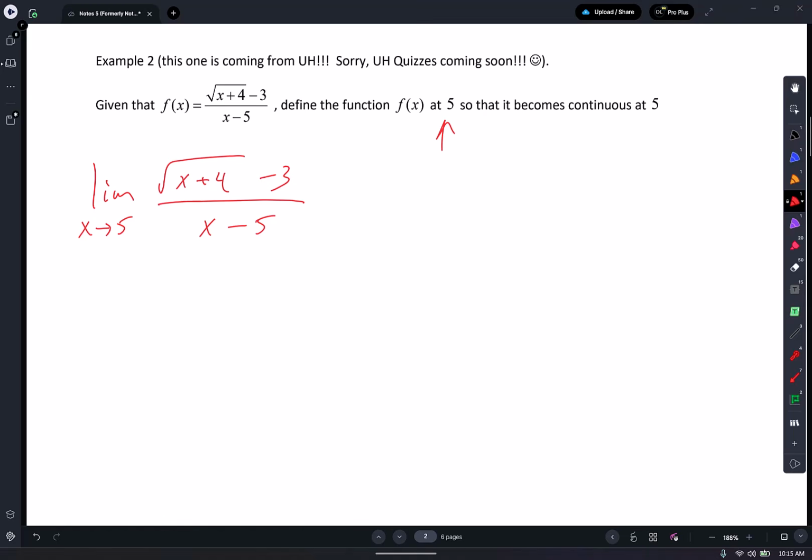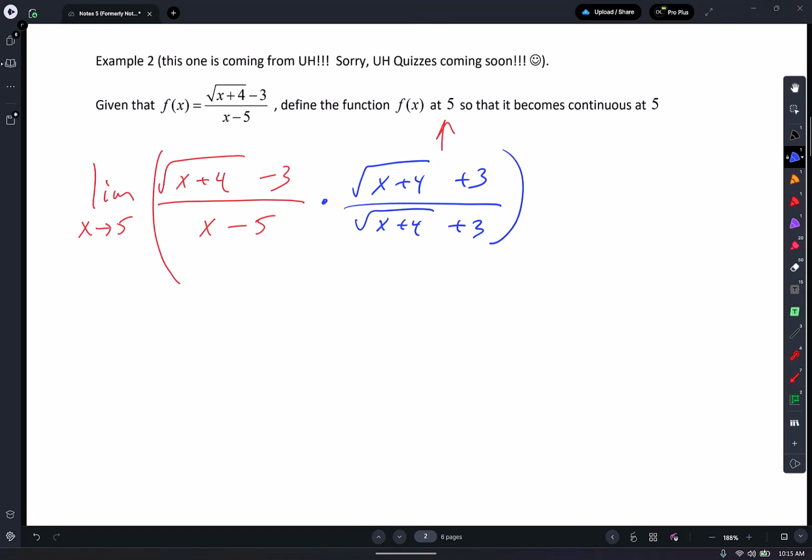Okay. I'm going to draw a giant parenthesis. What's making this tough? The numerator or the denominator? The numerator. So I'm going to multiply by the conjugate of the numerator: square root of x plus 4 plus 3 over square root of x plus 4 plus 3. There it is. That's kind of like the difference of squares.